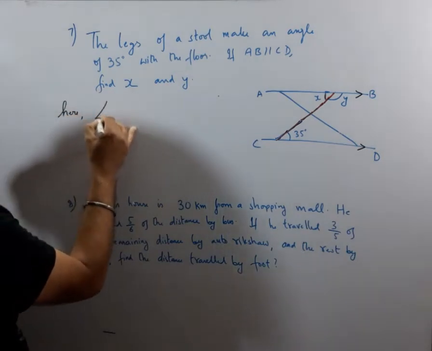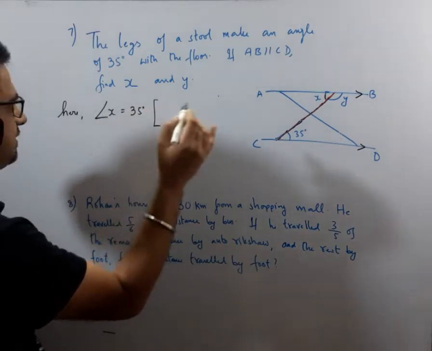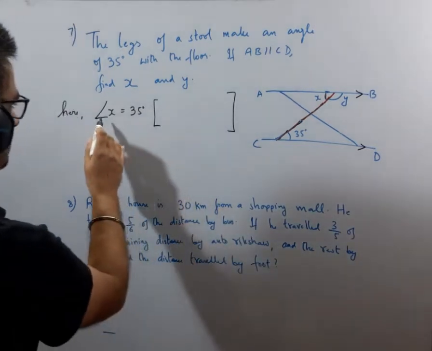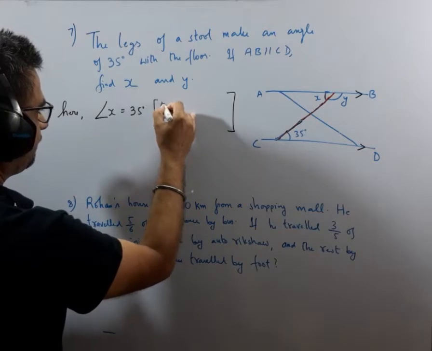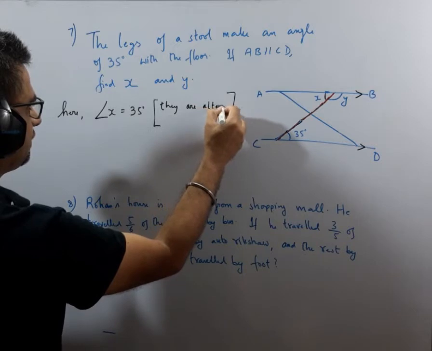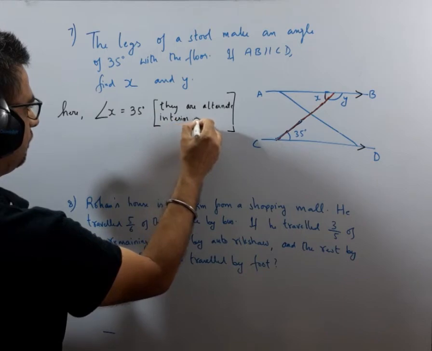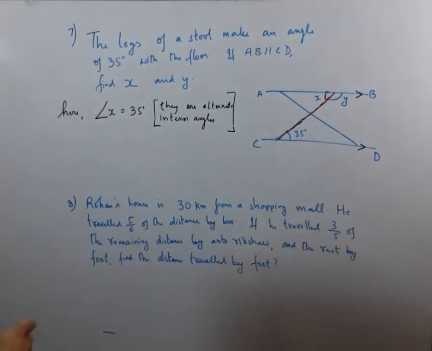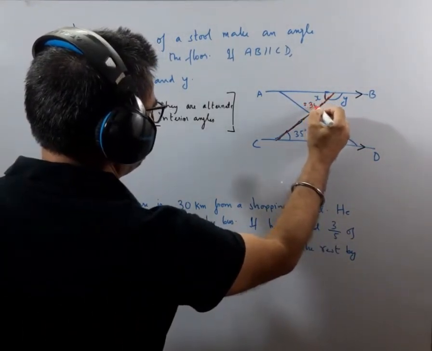Here, angle X is equal to 35 degrees, and the reason why this is equal to 35 degrees is because they are alternate interior angles. So we know now that angle X is equal to 35 degrees.